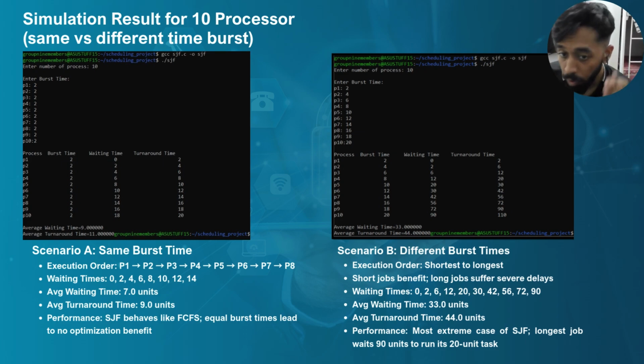And for scenario B, where there's different burst time, it's the same thing. It's considered the most extreme case of SJF, where since we have 10 processes and longer burst time, the waiting time increases much higher and the turnaround time increases much higher. So SJF is good for shorter jobs, but when it comes to longer jobs, it causes a very big delay and a longer time to actually execute those jobs.